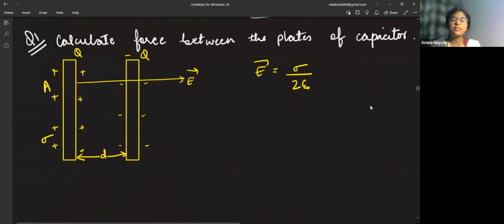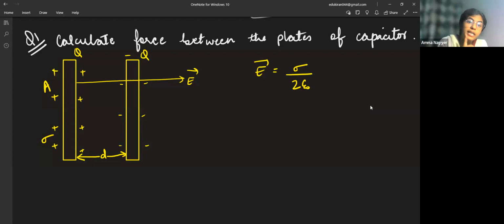See, the next topic is, we are doing it in the form of a question, but I am mentioning this to you separately. This can come as a derivation also: what is the force between the plates of a capacitor. We are doing it as a question, calculate the force between the plates of a capacitor. So two plates I have taken, area of the plates is A, the surface charge density is sigma, separation between the plates is D. Electric field is capital E, one is plus Q, another one is minus Q.